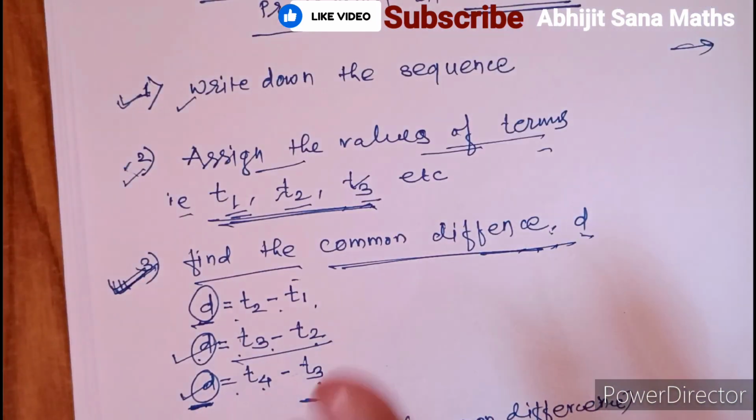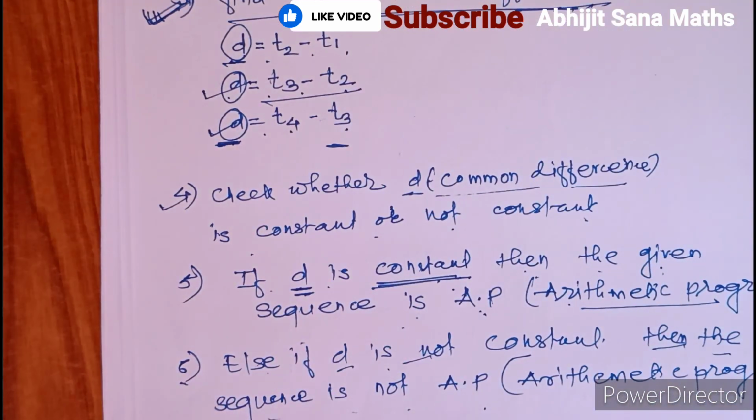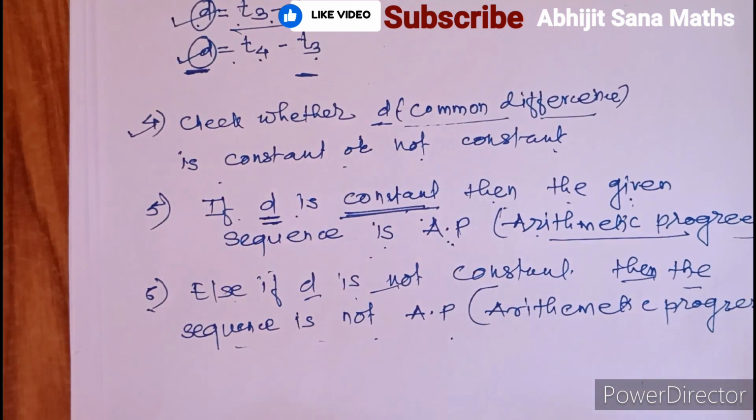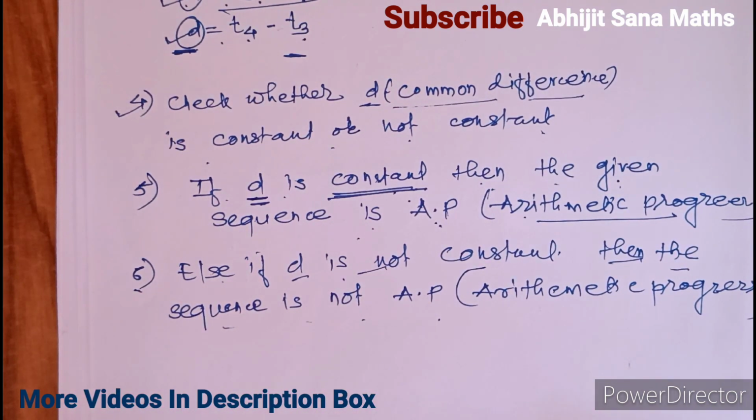Similarly, we can solve all this type of problems by using this algorithm. Write down the sequence, assign the values, find the common difference, then check whether the common difference is constant or not. If we found the difference constant, then it is arithmetic progression, else if it is not constant, then it is not arithmetic progression.